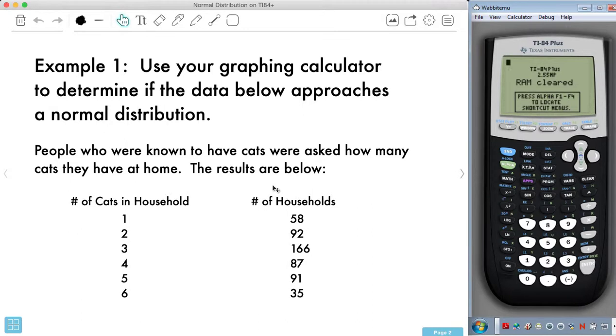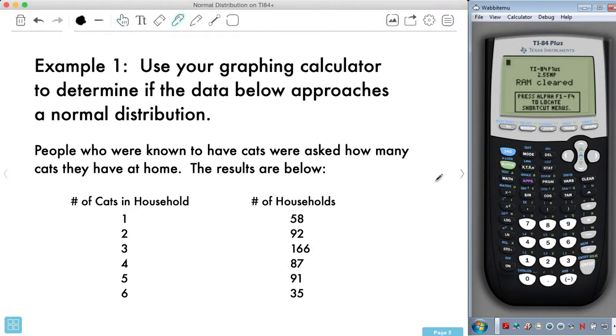For the example we're going to work at, we're going to take this data, which was from a survey of people known to have cats. They were asked how many cats they actually have at home. And we got these results. So 58 households had one cat, 92 households had two cats in their house, and so on and so forth, up to 6 cats. This data was just made up for the purposes of this example.